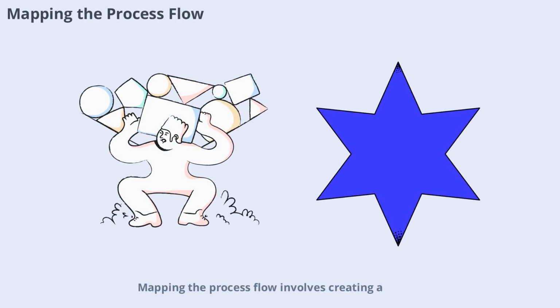Mapping the process flow involves creating a visual representation of each step in the workflow. This can be done using flowcharts, diagrams, or specialized software. By laying out each activity and decision point, organizations can easily identify redundancies, delays, and areas for improvement. A well-mapped process flow serves as a communication tool, ensuring everyone understands their roles and responsibilities. In the next scene, we'll explore the tools commonly used for process flow mapping.